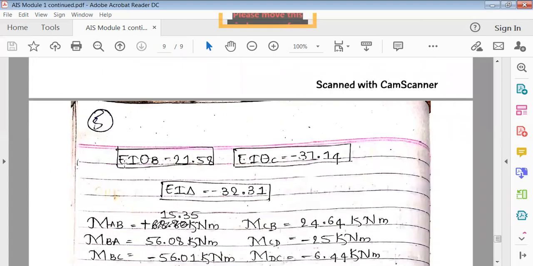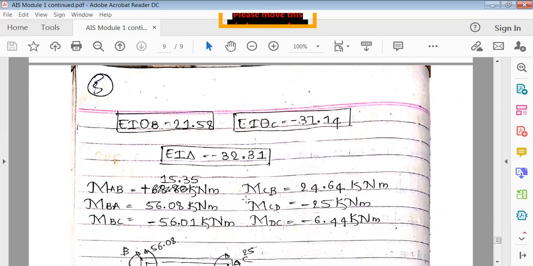Okay, so now you'll get the values as EI theta b is 21.58, theta c is minus 37, and delta is minus 32. Once you get these values, substitute back in the equations, that is 1, 2, 3, 4, 5, and 6. Once you substitute, you'll get all these values. And the check is whether what you've done is right or not. The check is MBA should be equal and opposite to MBC. Likewise, MCB should be equal and opposite to that of CD.